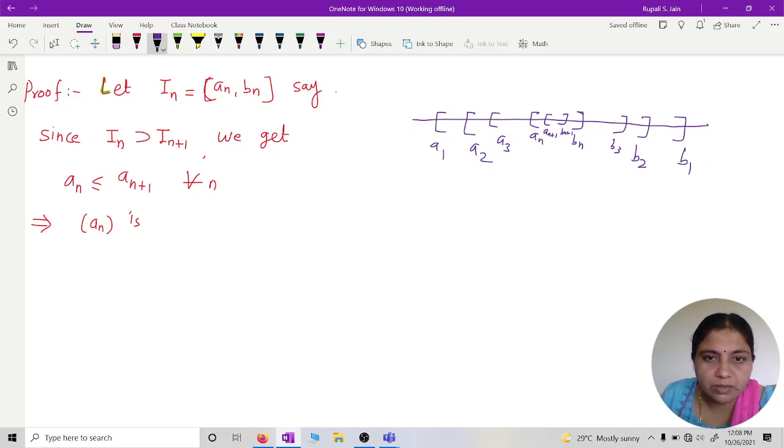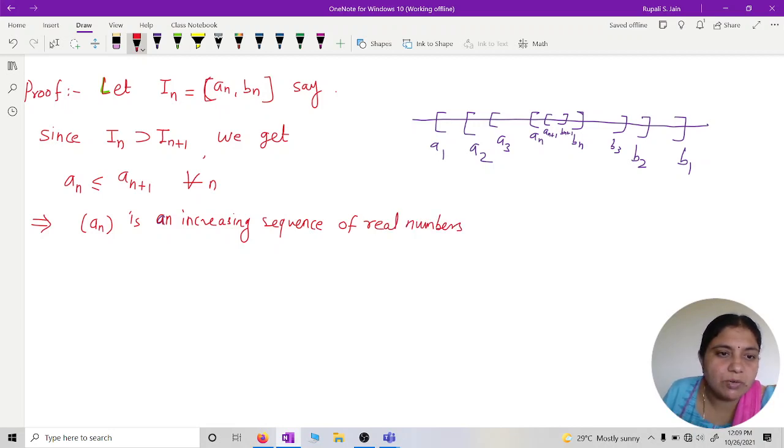Increasing. It will be an increasing sequence: A1 less than or equal to A2 less than or equal to A3 and so on. So An is an increasing sequence of real numbers which is bounded above also.